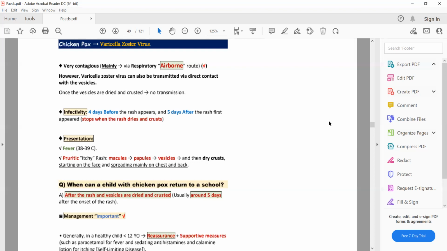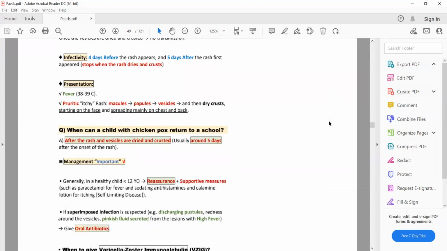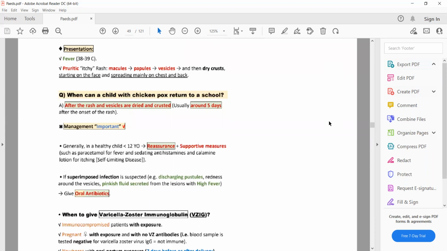Now, when can a child with chickenpox return to school? A child can return to school 5 days after the appearance of the rash, or after the vesicles are dried and crusted. So, if the vesicles are dried and crusted, or if more than 5 days have passed since the onset of the rash, then the child can return to school. The treatment is mainly supportive because it's a viral infection.